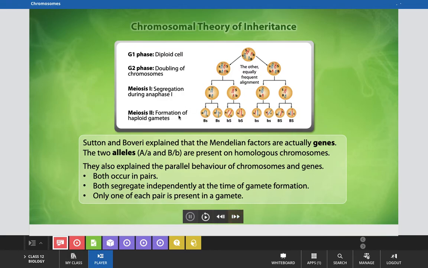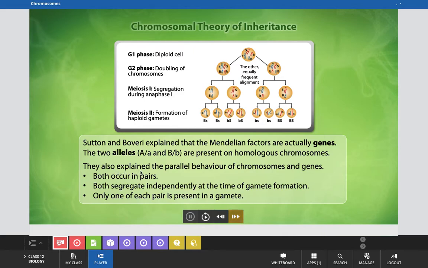In meiosis 2, formation of haploid gametes takes place, that you can see here, and Sutton and Boveri explained that the Mendelian factors are actually genes. The genes which Mendel was describing as factors were discovered later on after the chromosomal theory of inheritance, and Mendel's two alleles, capital A small a or capital B small b, are basically present on the homologous chromosomes.